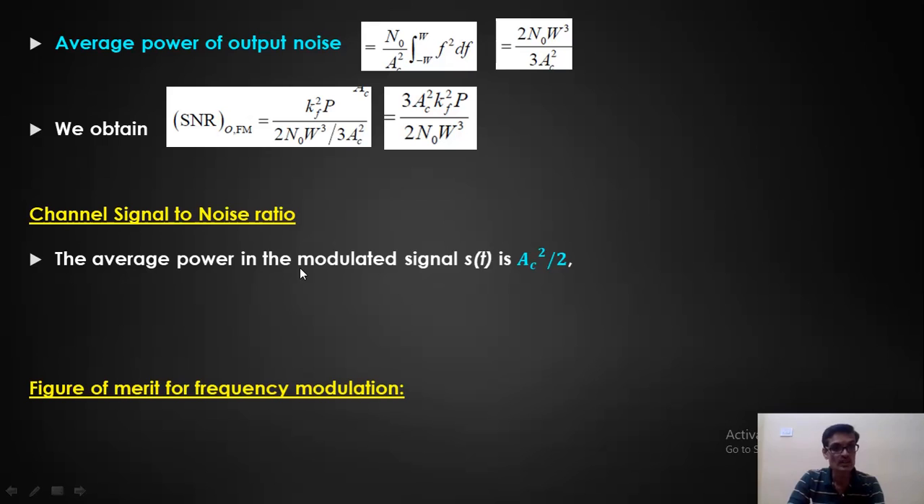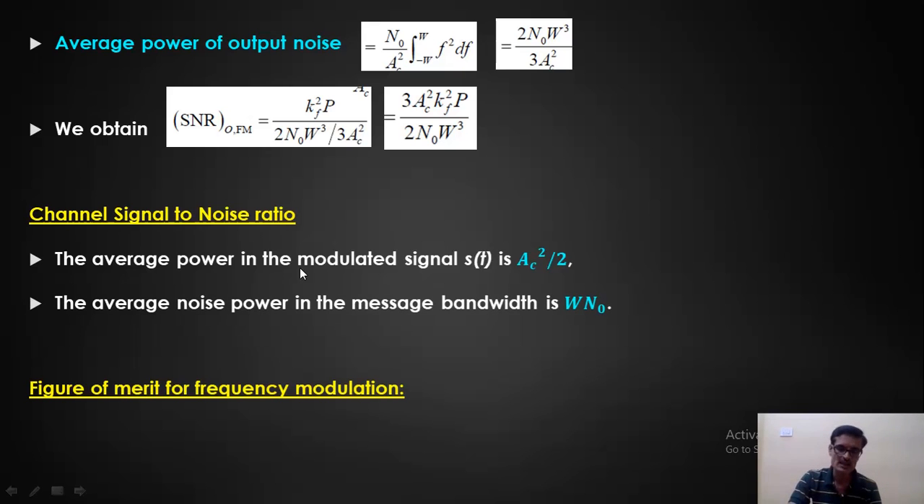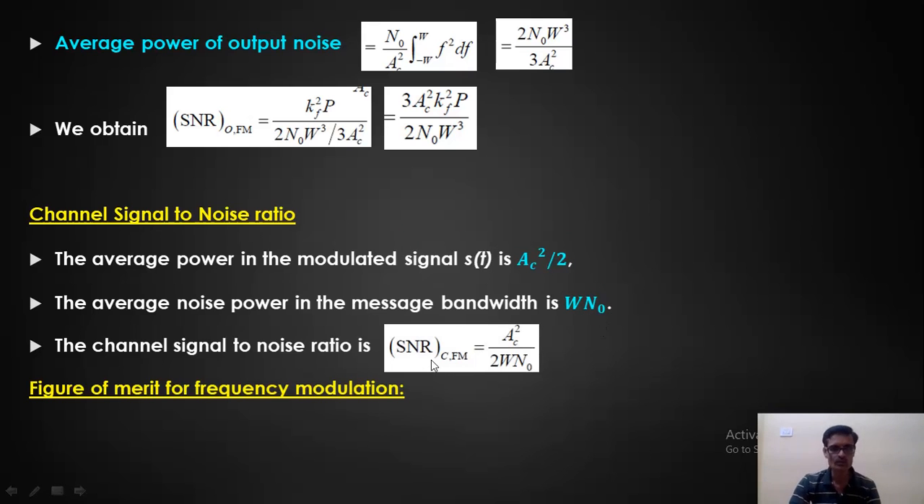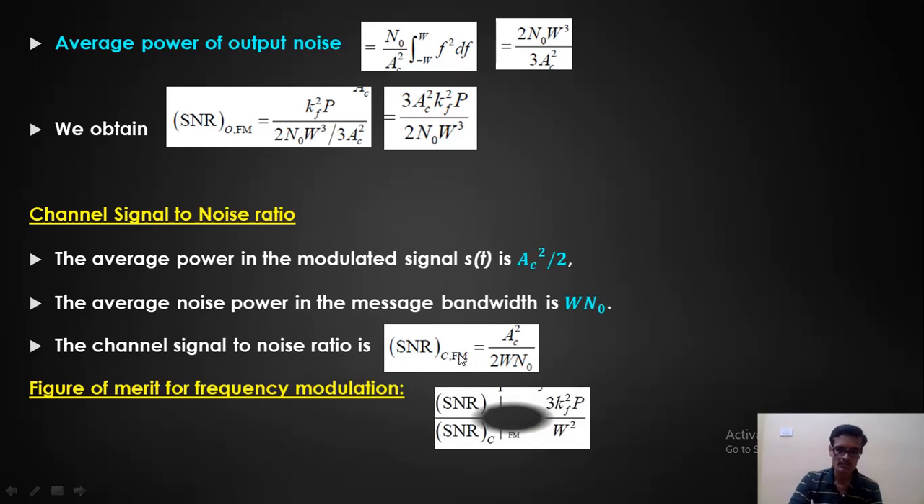What is the average power of the noise within the message bandwidth? It is given by N0 W. The signal to noise ratio is simply the ratio of these two. So we have both formulas now: the SNR at the output and the SNR in the channel. Taking the ratio of the two, I get the equation for the figure of merit. After substituting, I get 3 kf squared P divided by W squared.